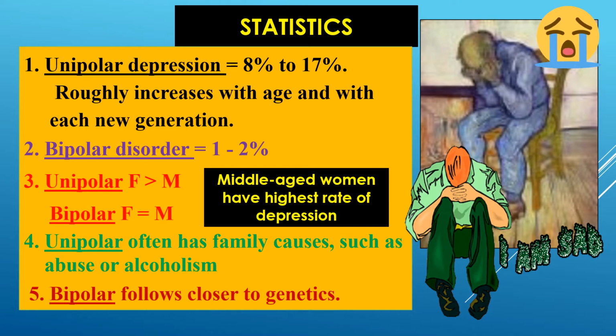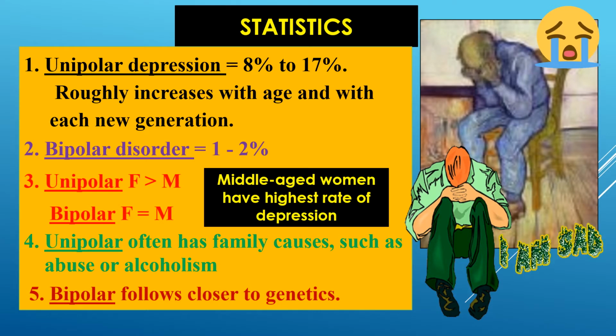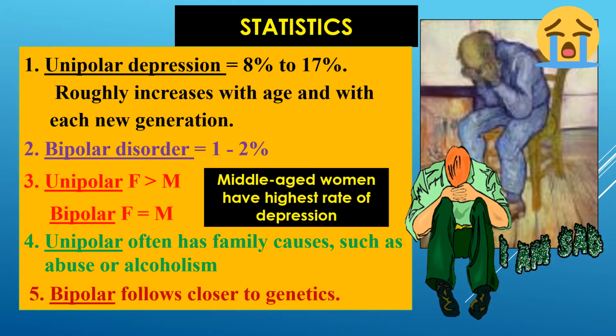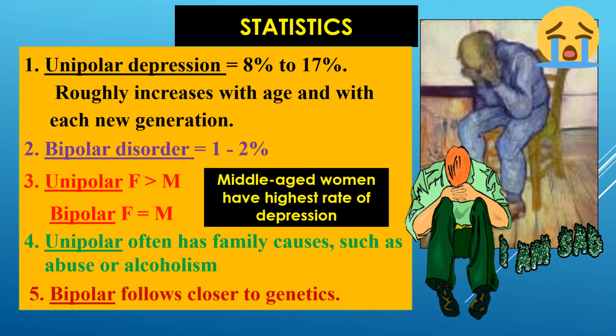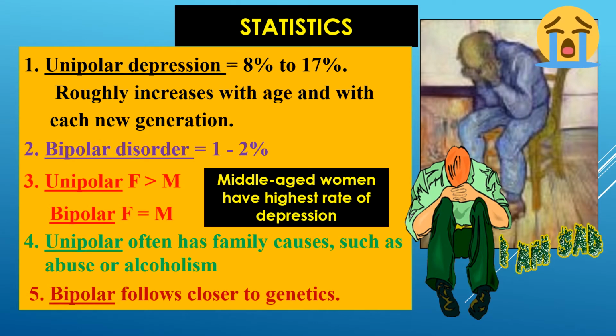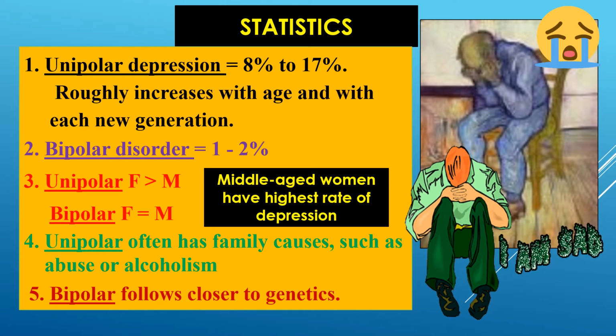Unipolar depression often has family causes such as abuse or alcoholism in the family, whereas bipolar disorder follows closer to genetics. And in fact, bipolar disorder often is seen in a family where there's also schizophrenia. So there are many, many genes that influence these disorders, and the genes for schizophrenia tend to overlap with the genes for bipolar disorder. So we see these running together sometimes.